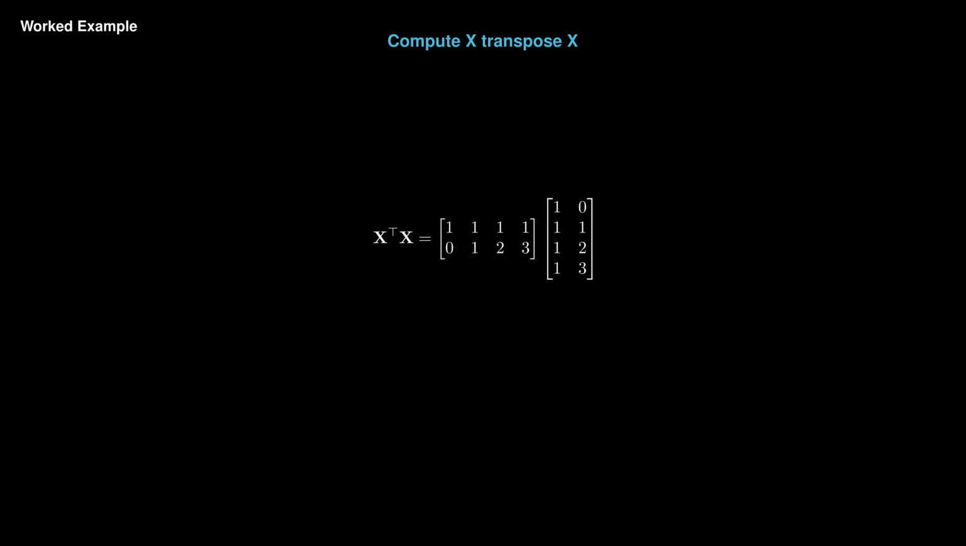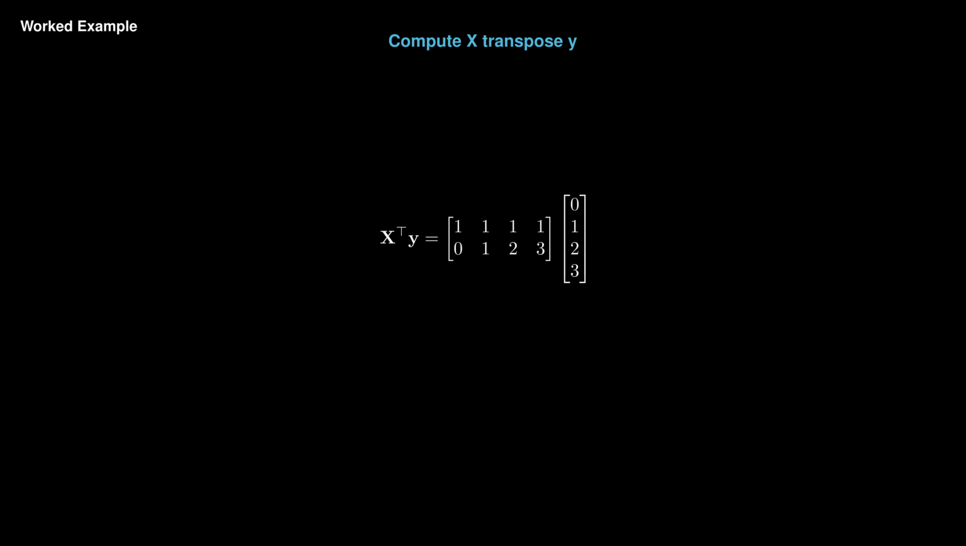Compute X transpose X. X transpose is a 2 by 4 matrix. Multiply by X, a 4 by 2 matrix. The result is a 2 by 2 matrix. Entry 1,1 is the sum of 1 squared, which is 4. Entry 1,2 is the sum of x values, which is 6. Entry 2,1 is also 6 by symmetry. Entry 2,2 is the sum of x squared: 0 plus 1 plus 4 plus 9 equals 14. So X transpose X is the matrix [4, 6; 6, 14].